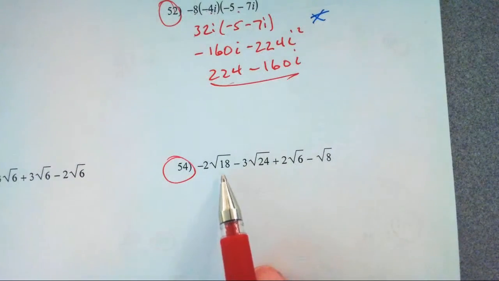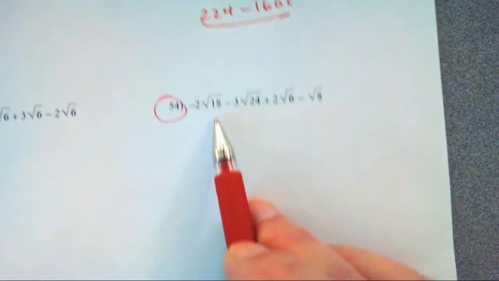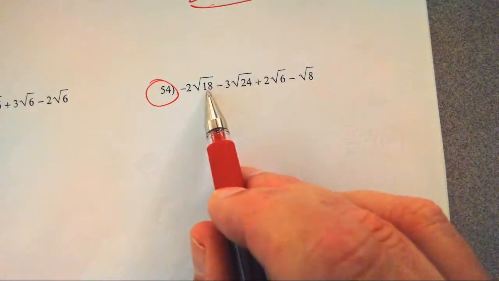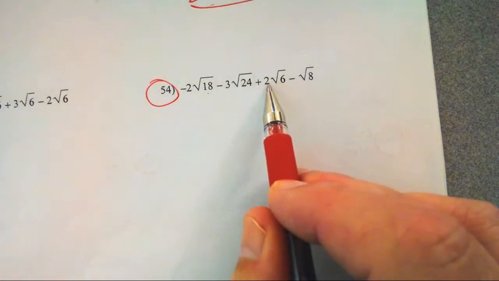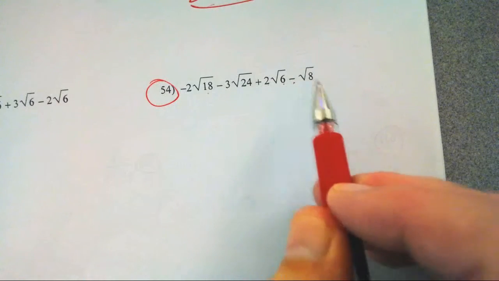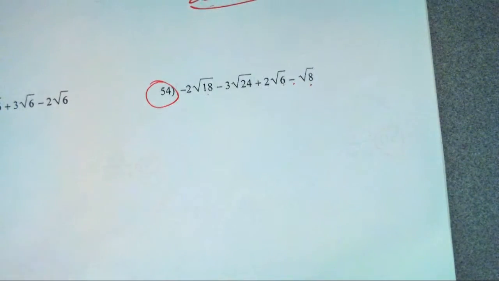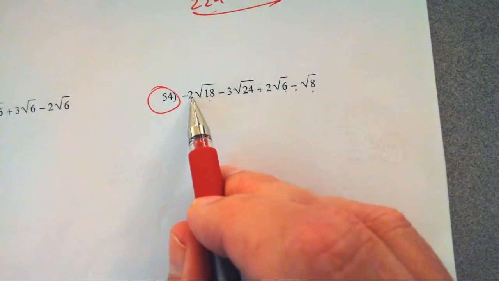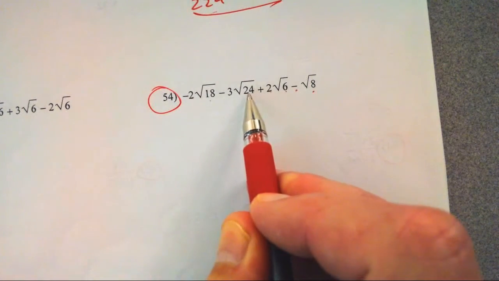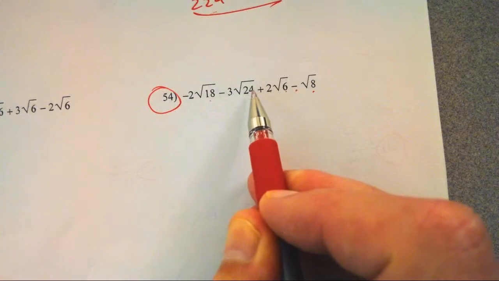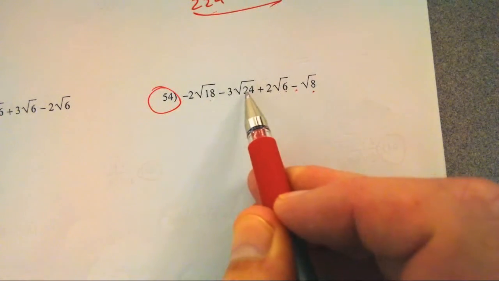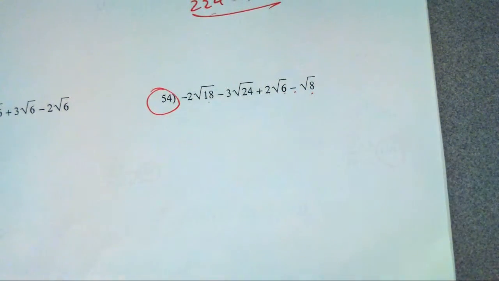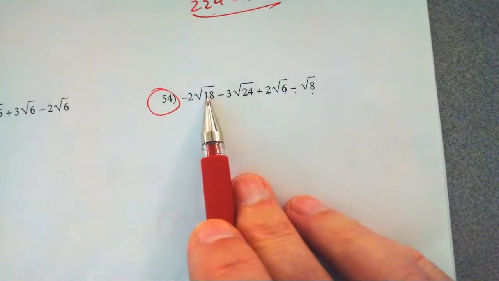Okay. This is about like having negative 2x minus 3y plus 2z minus r. I can't combine any of these things. I've got negative 2 apples minus 3 oranges. I don't have the same units. It's just like having x here, y there. But I might be able to jailbreak some of these radicals and reduce things.